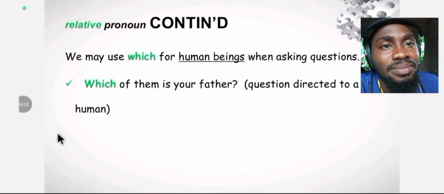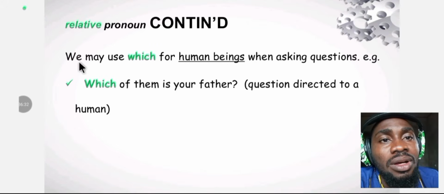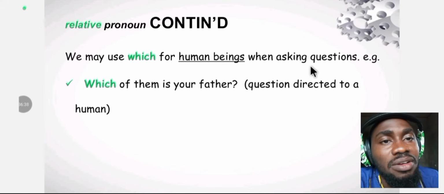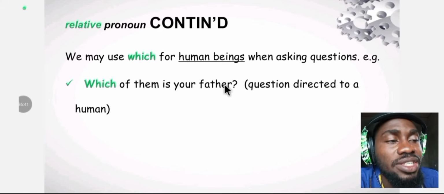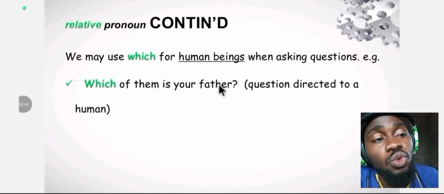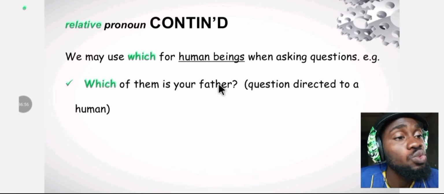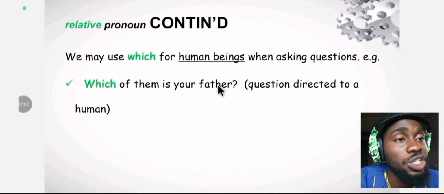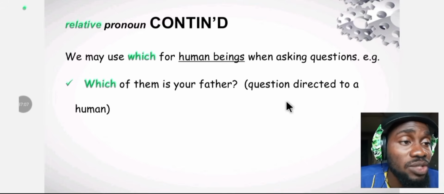Moving over to the next. Still on relative pronouns, we may use which for human beings when asking questions. For example, which of them is your father? So when you are asking a question, you can use which to ask about human beings. It's also right to use which to ask questions.